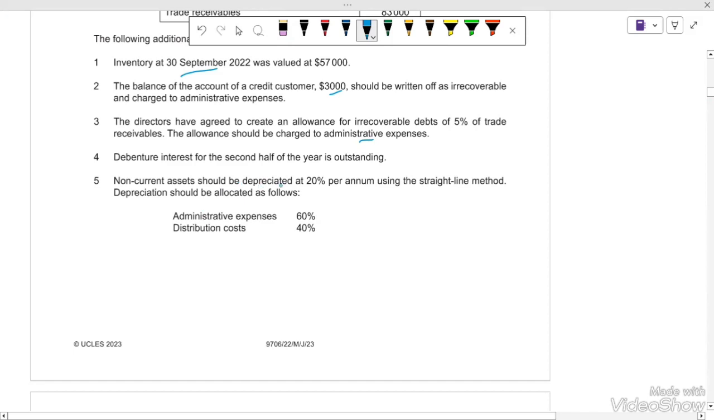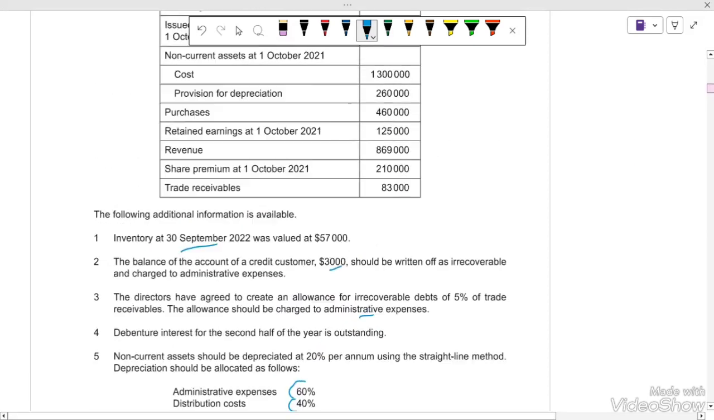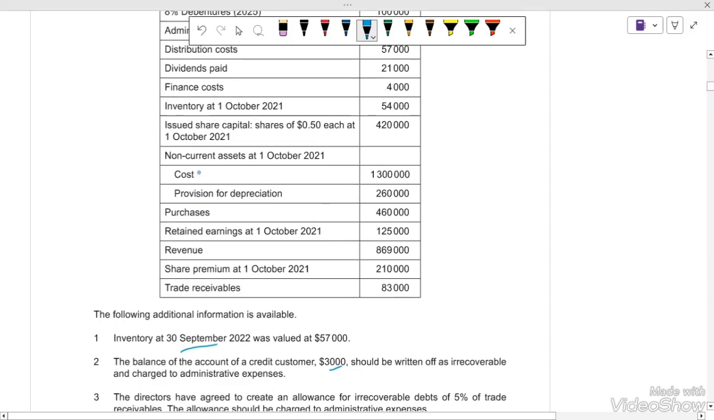Non-current assets should be depreciated at 20% per annum using the straight line method, and depreciation should be allocated as follows: 60% to the administration expenses and 40% to the distribution cost. Okay, so let's charge the depreciation first. We have the cost of asset, which is this.